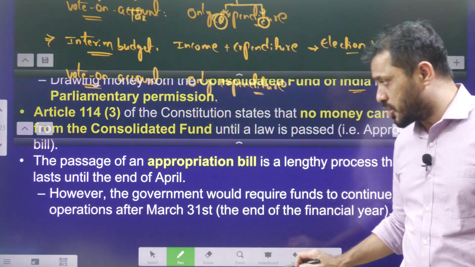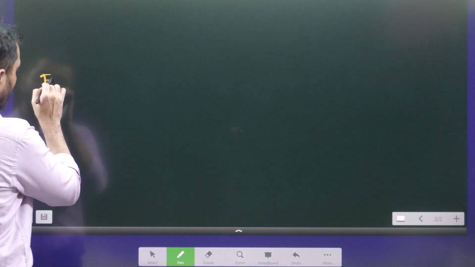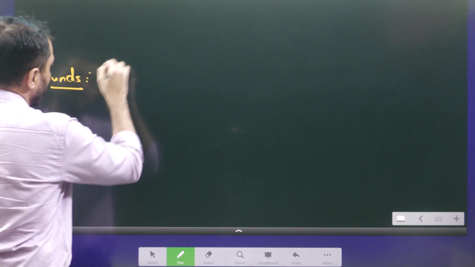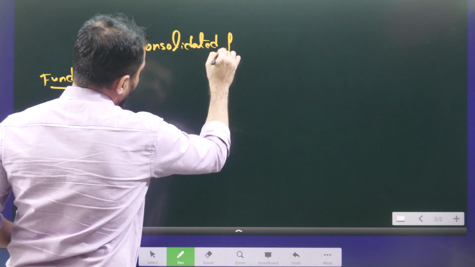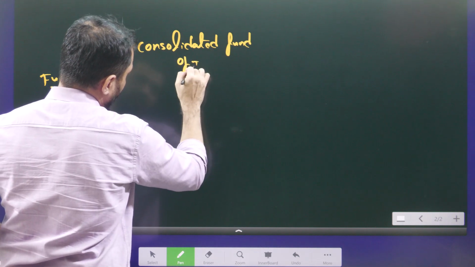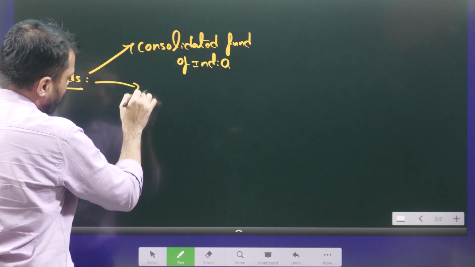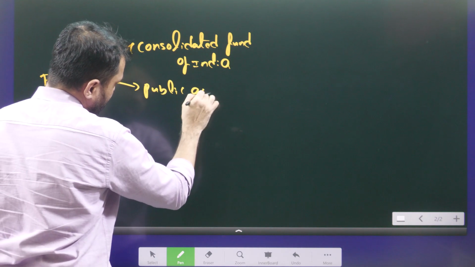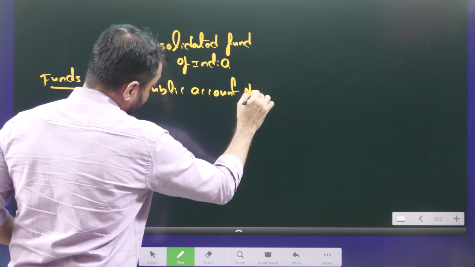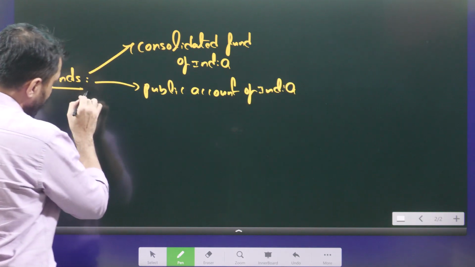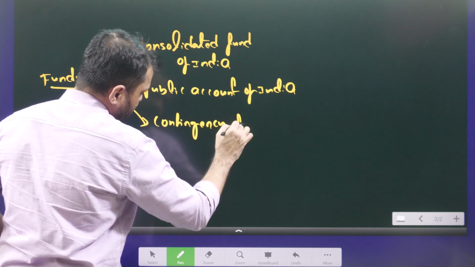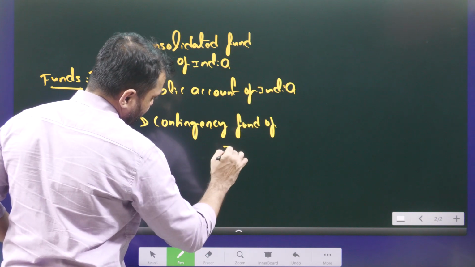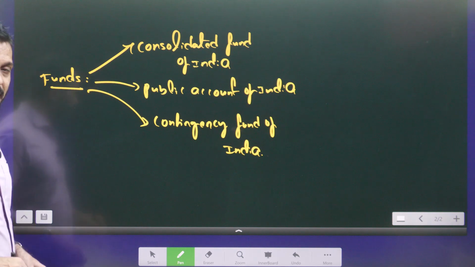It requires Parliament's permission. Now here you have to understand there are three different types of funds maintained by the Government of India: the Consolidated Fund of India, the Public Account of India, where public money is held, and the Contingency Fund of India. The word contingency itself means emergency. These are the three different types of funds held by the Government of India.